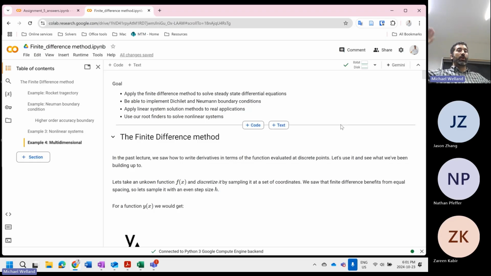So the goal of today, 20 minutes: apply the finite difference method to solve steady state differential equations. Hallelujah, real world problems. Be able to implement Dirichlet and Neumann boundary conditions. Do you guys know what that means? Dirichlet and Neumann? No worries, I'll come to it. Apply linear system solution methods to real applications. We're actually going to use these things, and use our root finders to solve nonlinear equations.